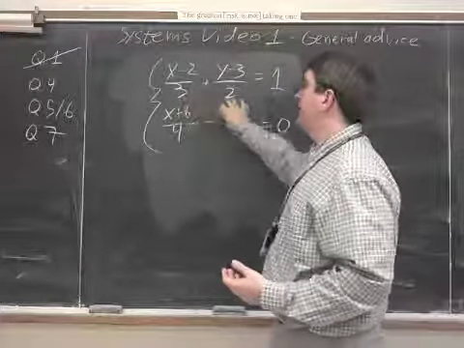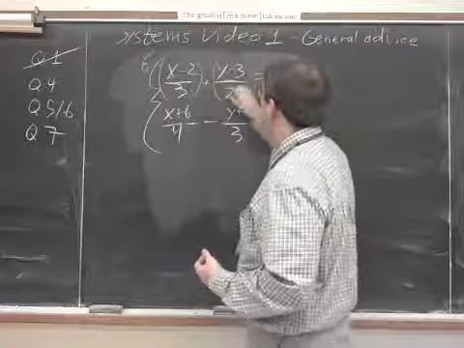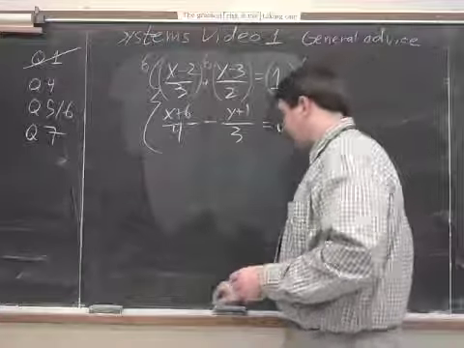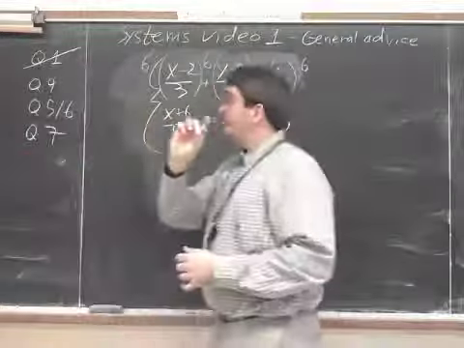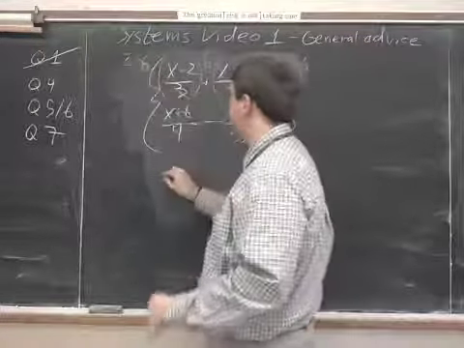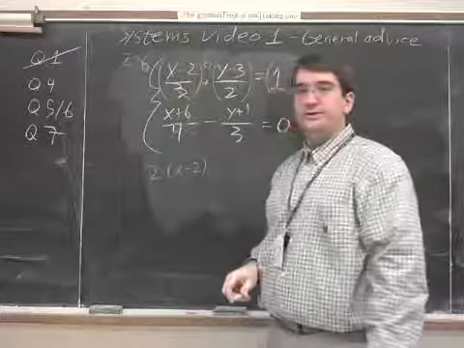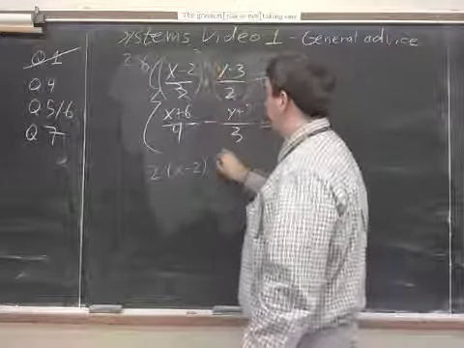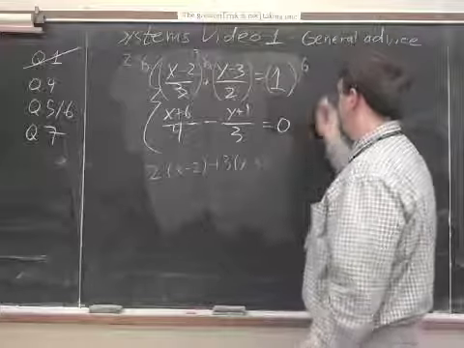Because 6 will make each of those evenly cancel away. So I'll multiply that by 6, I'll multiply that by 6, and I'll multiply that by 6. Now I'll do this in green. So 6 cancels with the 3 to become 2. So I get 2 times x minus 2. That's what that bit turns into. Then the 6 and the 2 cancel to 3, so that's plus 3 times y minus 3 equals 6.